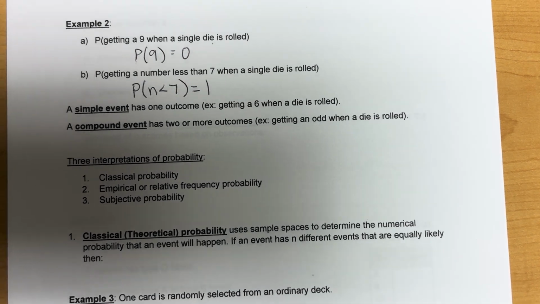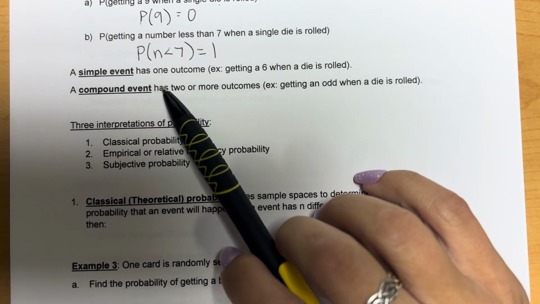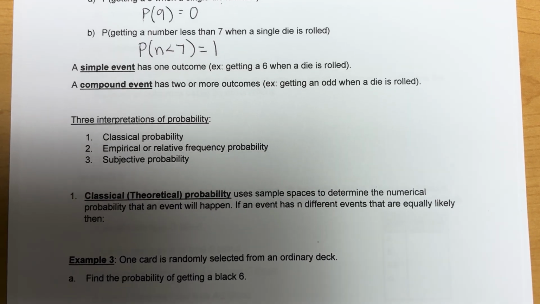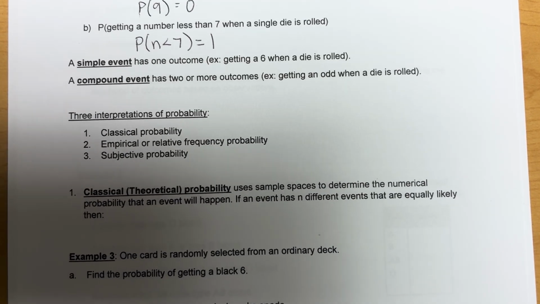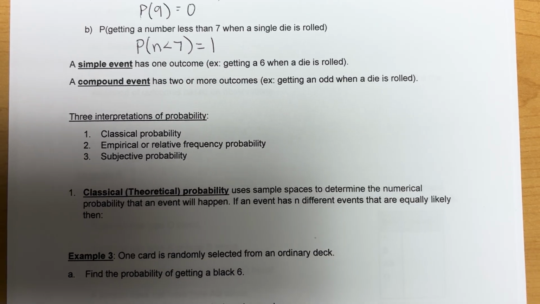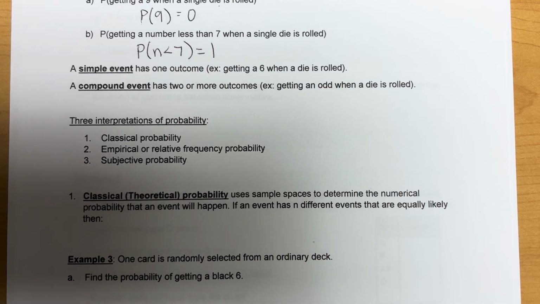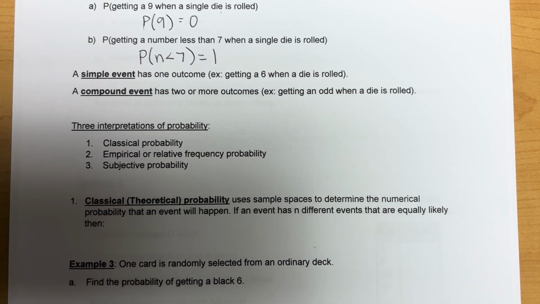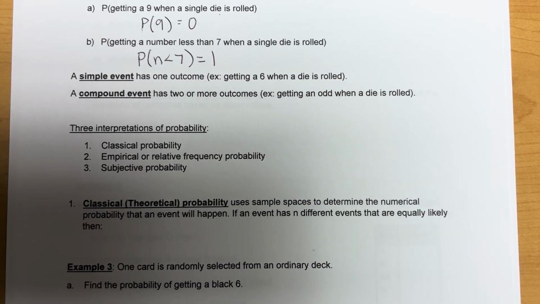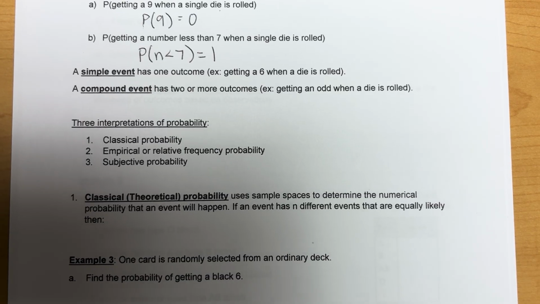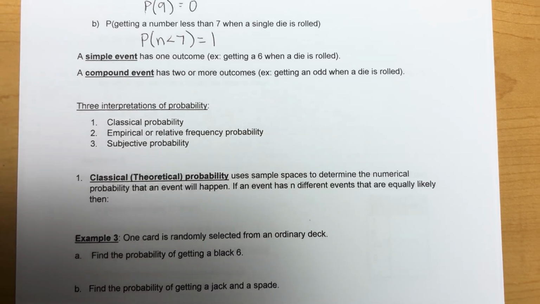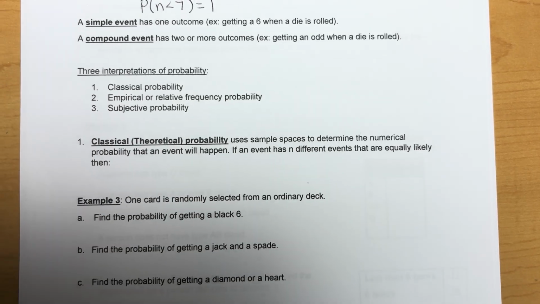Okay, so the next one, let's talk about a simple event. A simple event has one outcome. So for example, getting a 6 when a die is rolled. Okay, that happens once, that's it. Okay, a compound event has 2 or more outcomes. So like getting an odd when a die is rolled. You can get 1, 3, or 5. Those are odds, right?